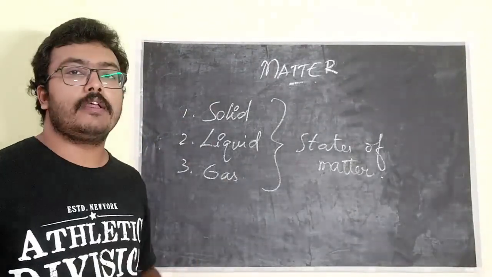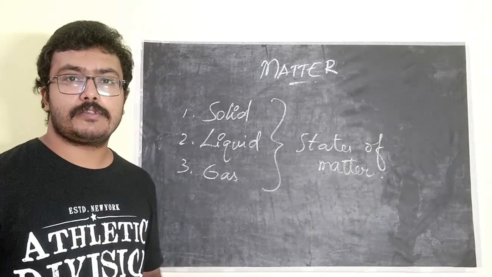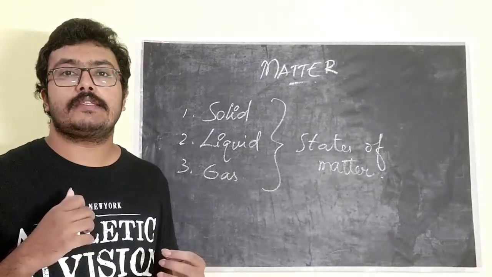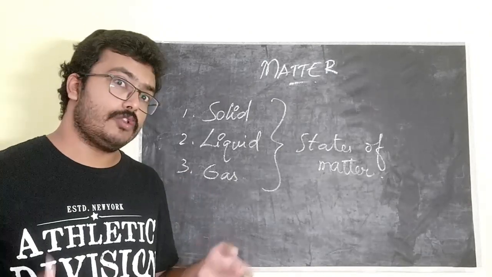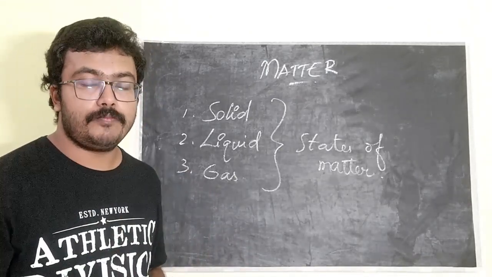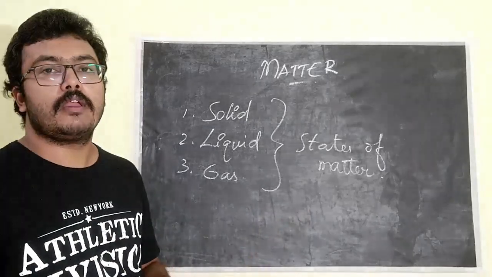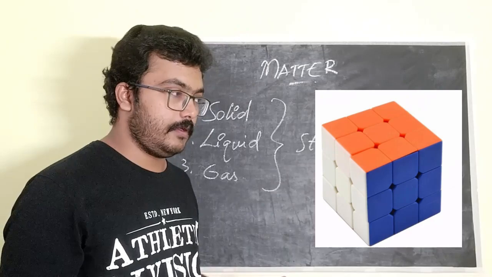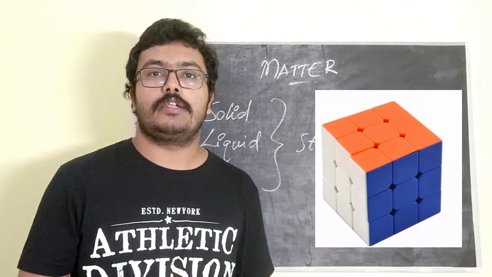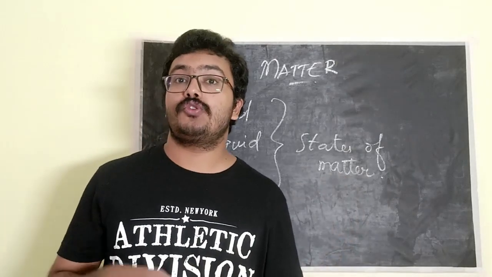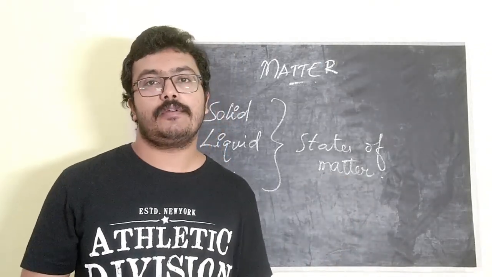Solids are the substances that are rigid, which occupy space and also have mass, right? They have volume, etc. For example, if you take a cube, it is a solid. Similarly, there are many other examples which you go through in your daily life.